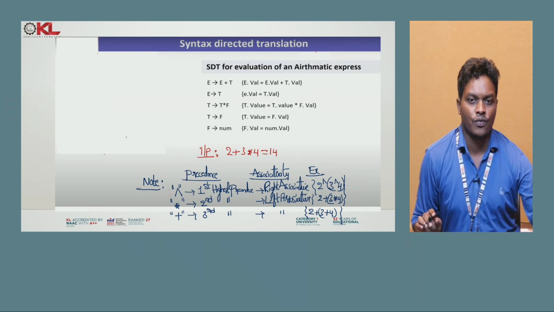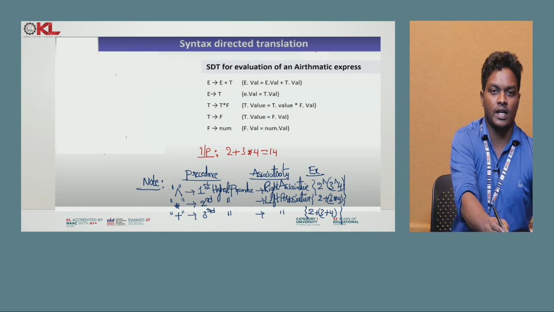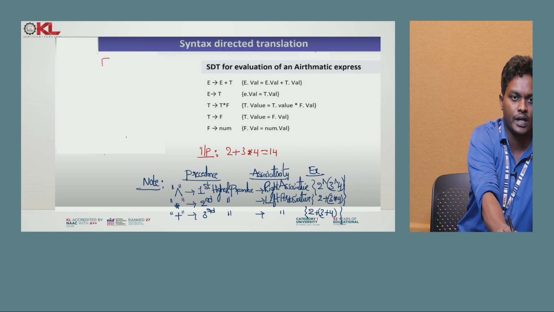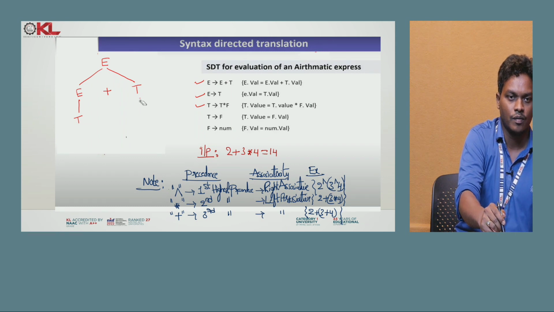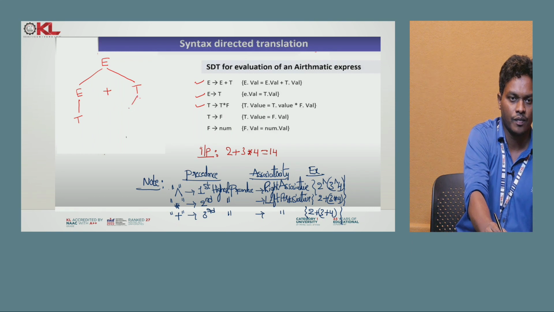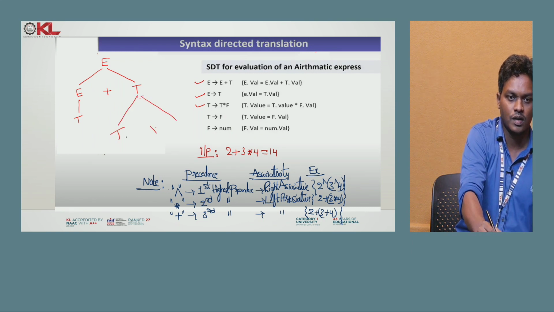For example, see here, they have given a production. In the SDT, what is the first production? E tends to E plus T. So this is the first production. Next, E tends to T. Next, T tends to T star F. Next, T tends to F. Next, F tends to num.